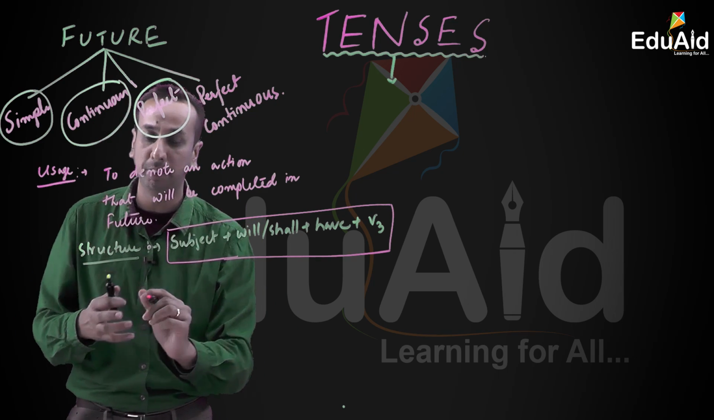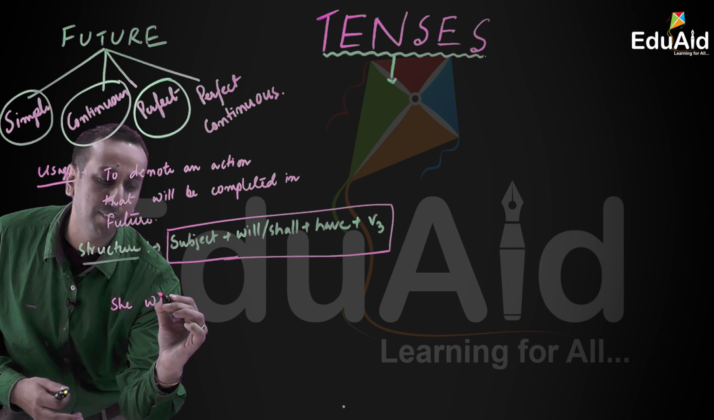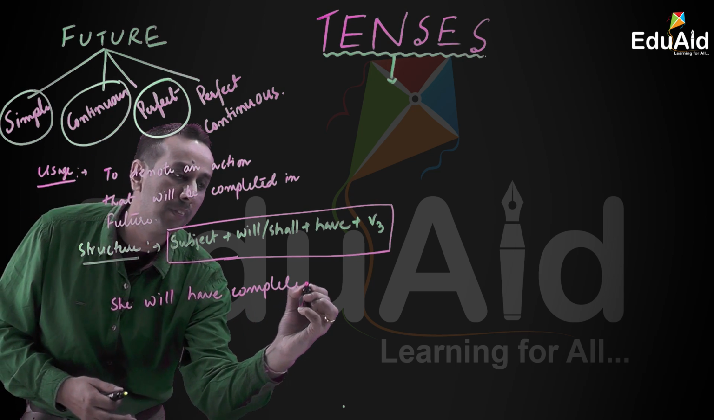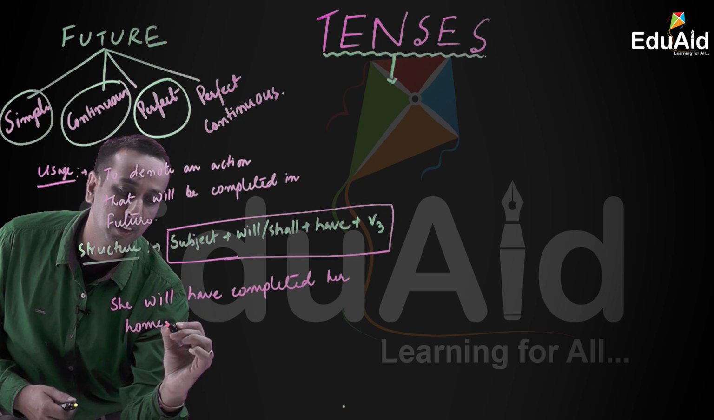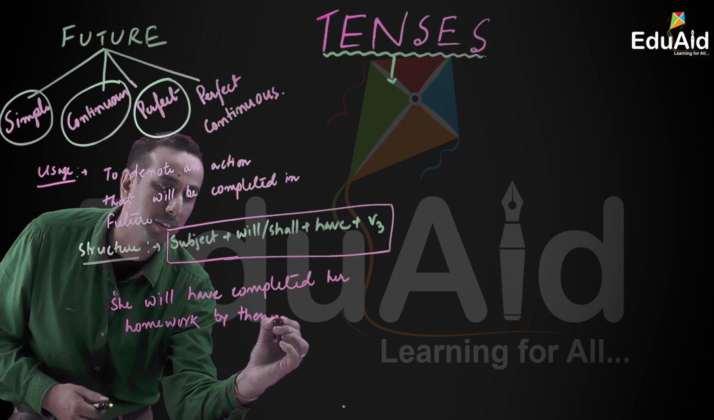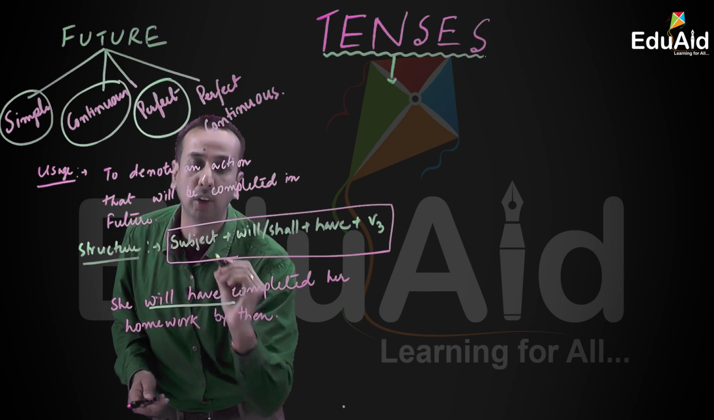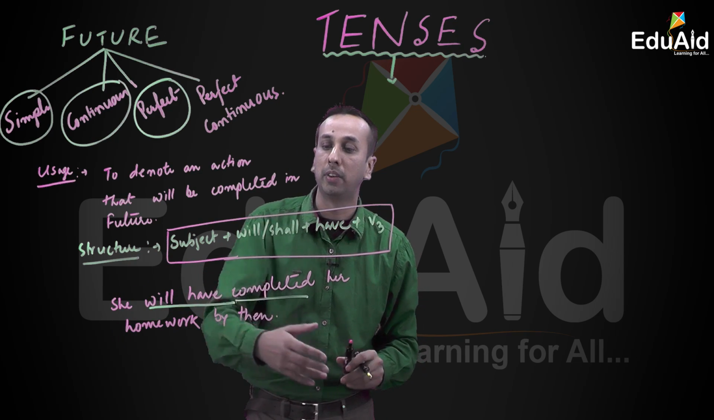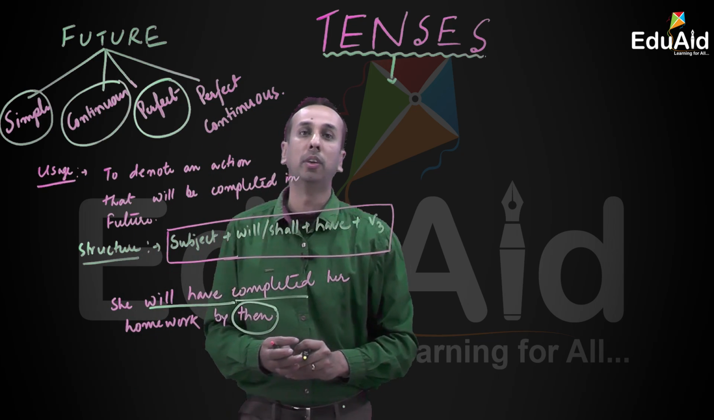For example, take an example. She will have completed her homework by then. She will have completed her homework by then. Her homework will have to be finished by that time. She will have completed her homework by then. We are talking about a time in the future. By that time her homework will be finished.